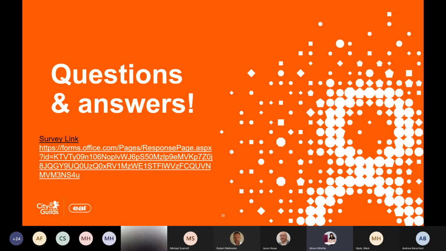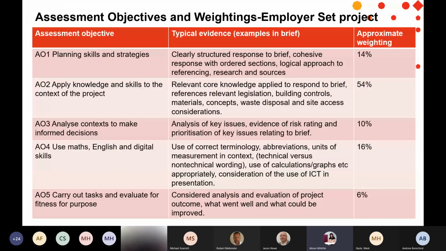Now, if I move on to that, I'm just going to take you back to this one here. This is quite important, because it's where the assessment objectives provide an explanation. Now, this is in brief. There's a lot more detail in the assessment guide for this, but I want to explain why AO2 has the highest weighting. This is an Ofqual requirement, that 50% of the marks are weighted on application of knowledge and skills. This has nothing to do with City and Guilds. It's an exam regulation requirement.